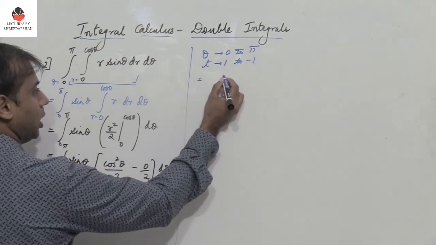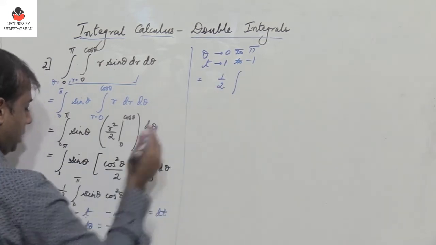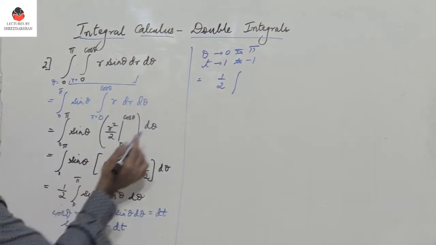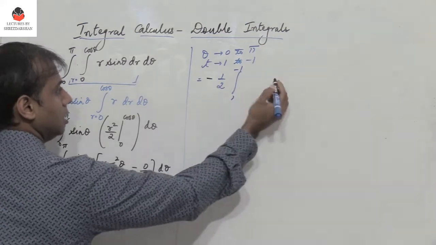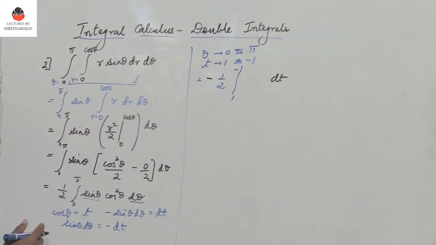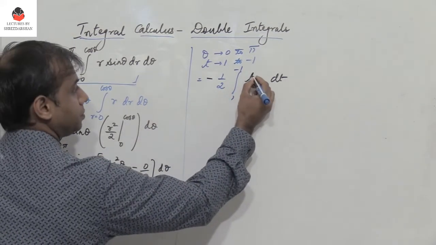So observe, you have 1 by 2, the integral now becomes 1 to minus 1. All right, and then you have sine theta d theta. Sine theta d theta is nothing but minus dt. So let me take minus sign outside. It is dt, and then you have cos square theta. Now what is cos theta? It is t, so you get t square. Very simple.